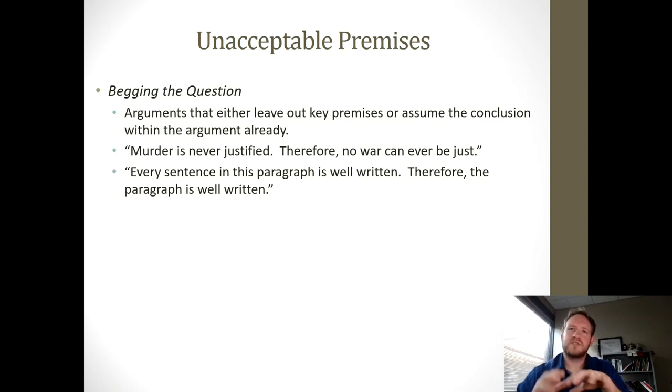So, murder is never justified, therefore no war can ever be just. One way of thinking about it in this case is that an implicit premise in this argument is that war involves murder, right? Well, war involves killing, but it doesn't necessarily involve murder, right? Murder is a very specific kind of killing. One way of defining it is illegitimate killing, right?